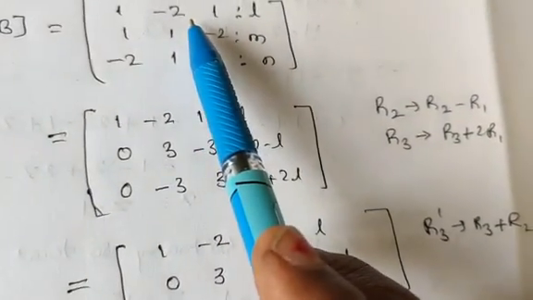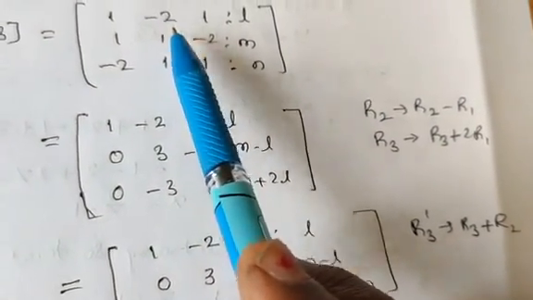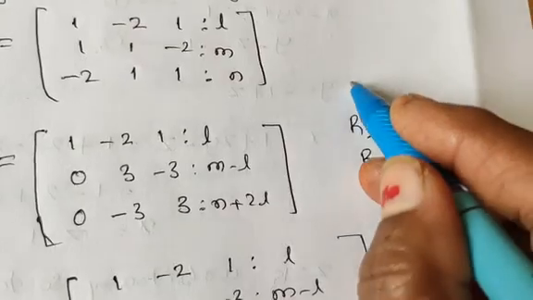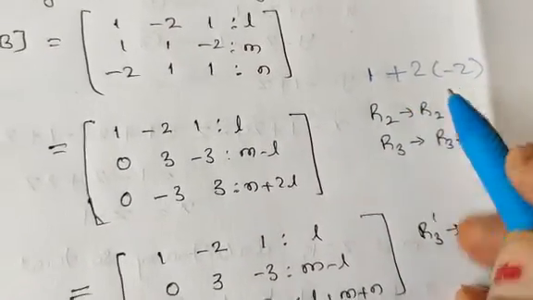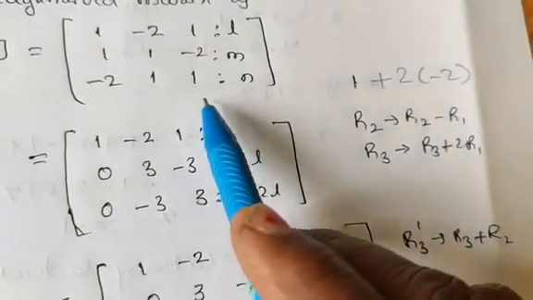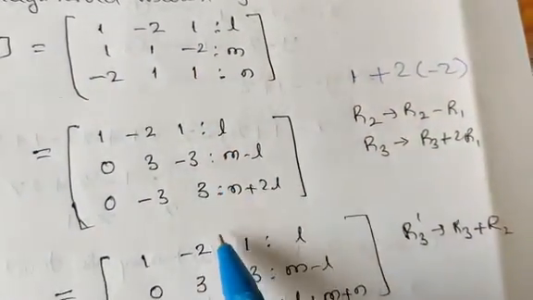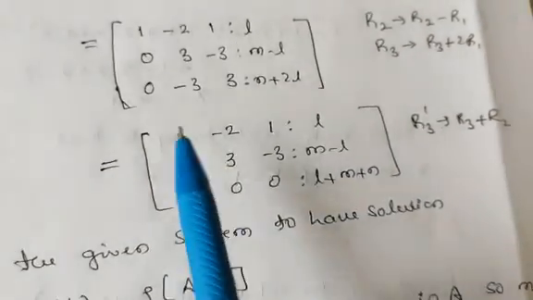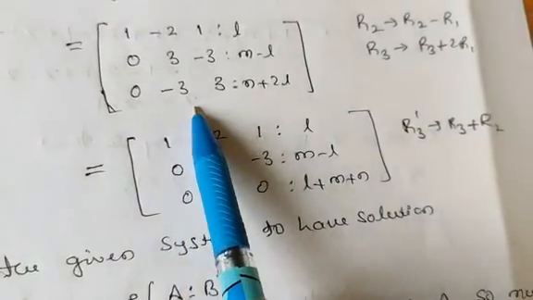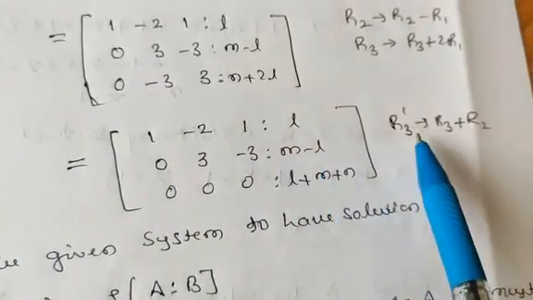1 plus 2 times of minus 2, it is 1 minus 4, which is minus 3. Then 1 plus 2 into 1 is 2, 1 plus 2 is 3, it is N plus 2L. Now, we can make this one also 0 by adding these two rows.